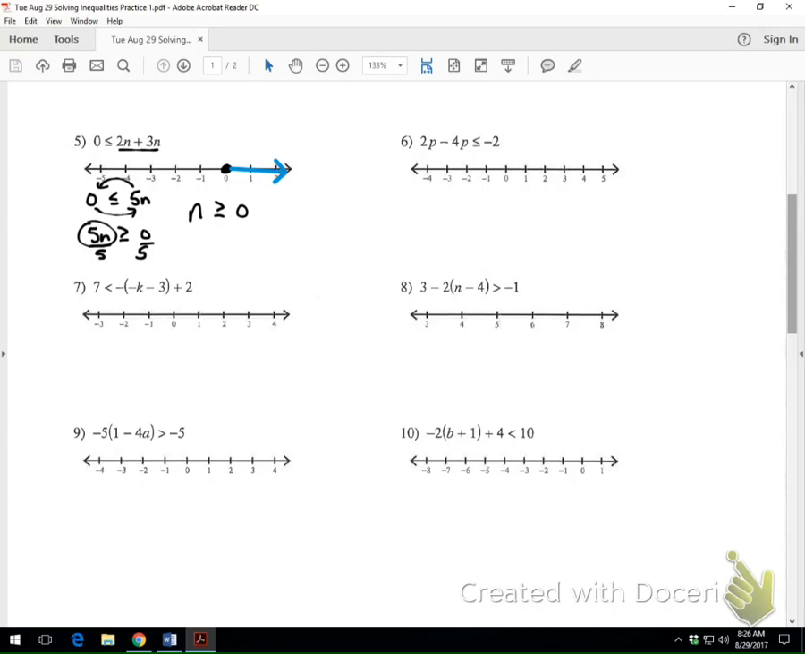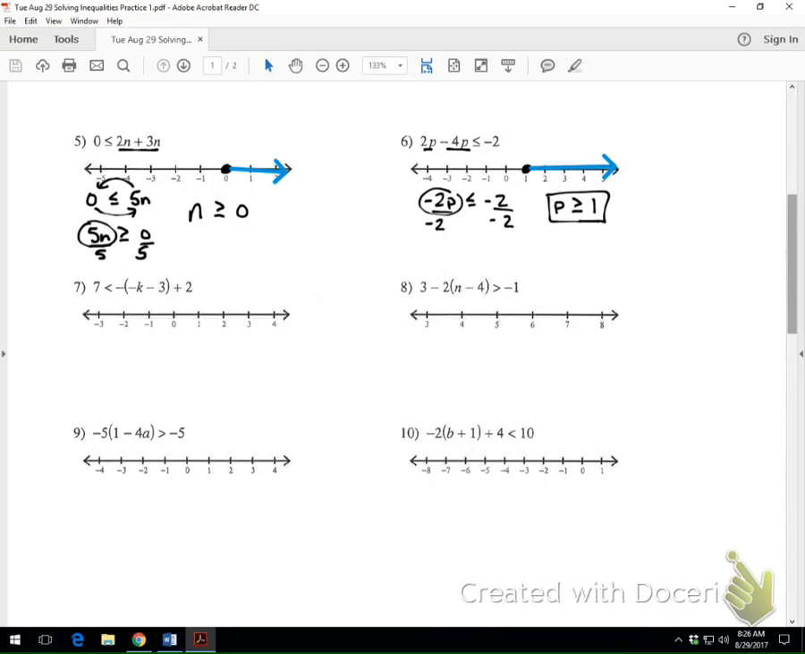Okay, so then, number 6, I can combine these two p's. 2p minus 4p gives me negative 2p, less than or equal to negative 2. Divide by negative 2, because I don't have to flip anything, right? And then I get p and 1. Now, is my p negative? Yep, so I flip my sign, right? There you go. So then, open or closed at 1? Closed. Shade to the left or to the right? The right.